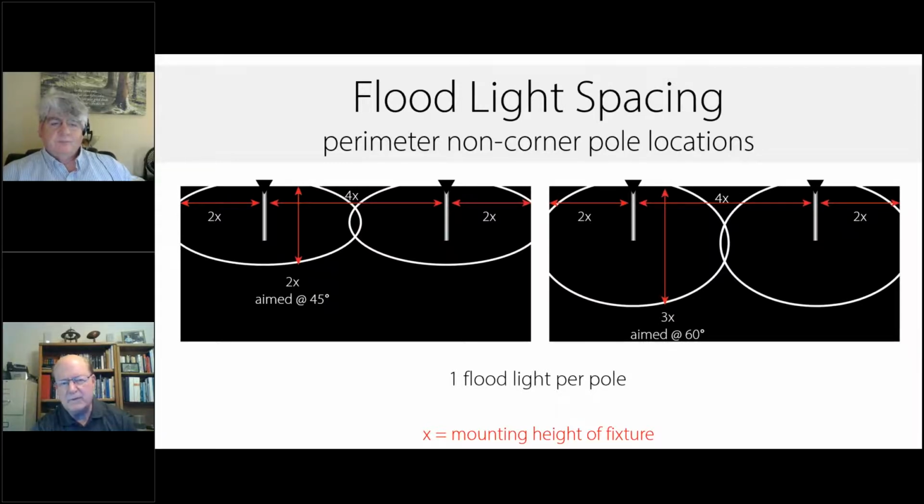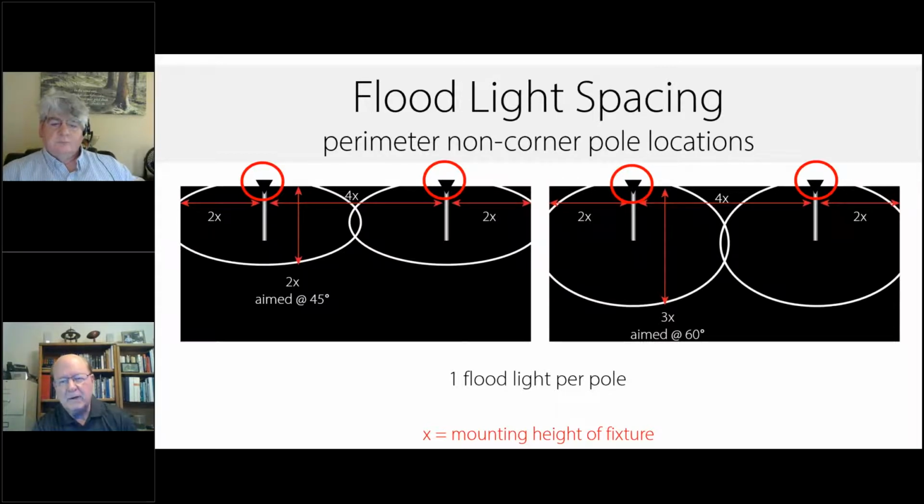So you see the 2x and then 4x in between the poles, 2x to the other side. And you'll see this is what we call a perimeter. So we're on the perimeter of the parking area, non-corner pole locations. This is somewhat typical, and we probably have more of these than we do the corner, but I just wanted you to note that this is where the poles are located, not in the corners, and it goes 2x across.